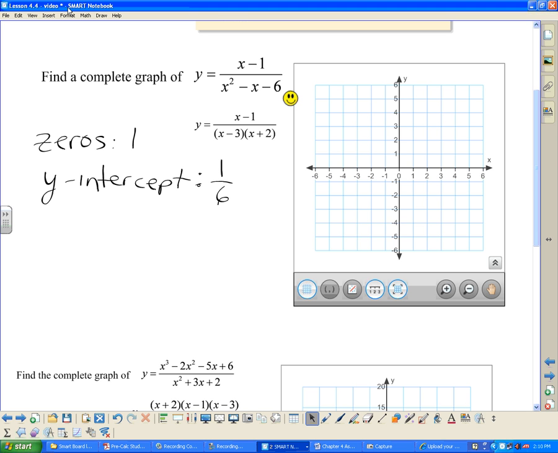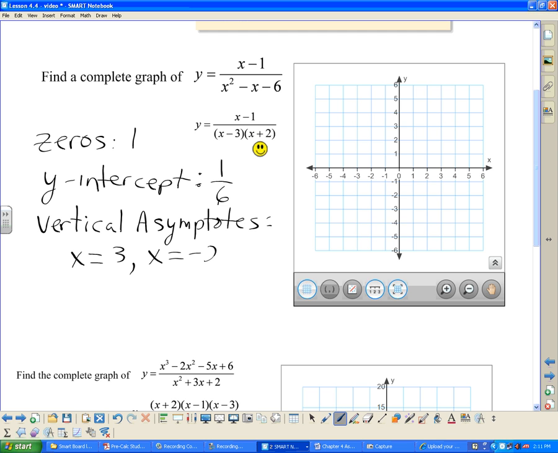Okay, so after we find the y-intercept, then we're going to look at the vertical asymptotes. So here we'll write down vertical asymptotes. And reminder, that is where the denominator is equal to 0. So in this case, we have two of them. We have 0 when the denominator is 0 for the factor x minus 3 and for the factor x minus 2. So our vertical asymptotes will be x equals 3 and x equals -2.